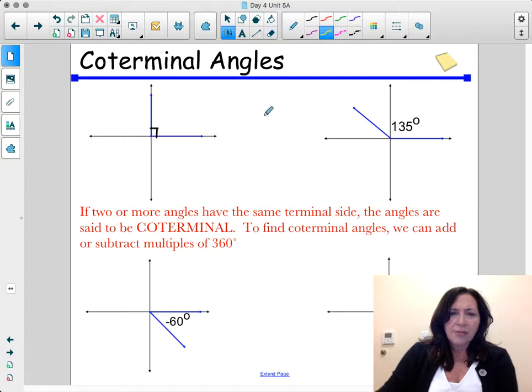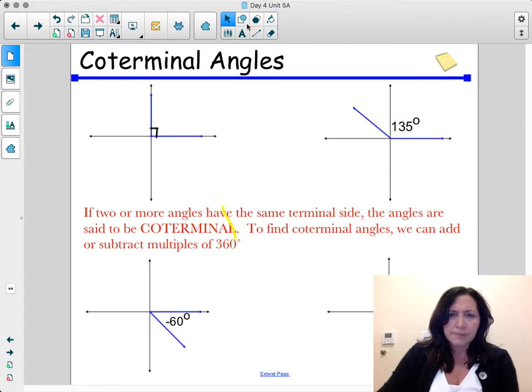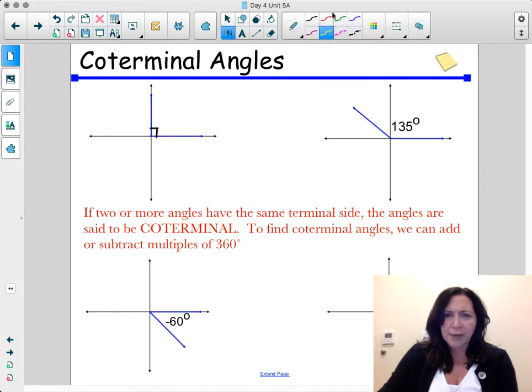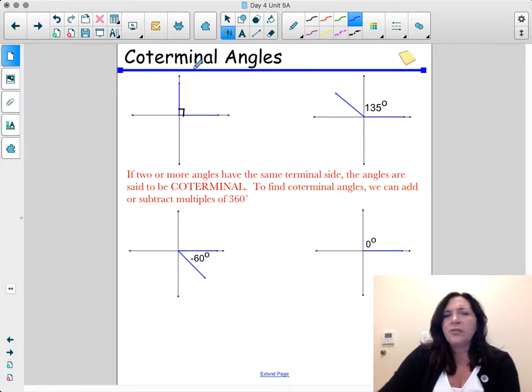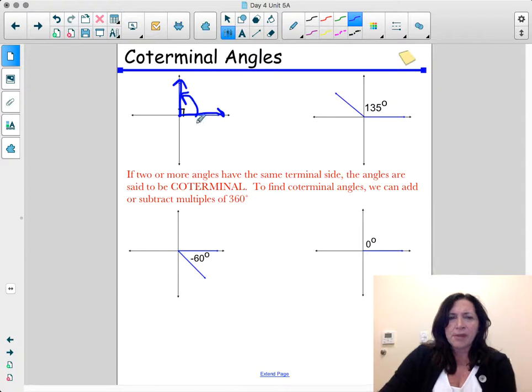Okay, so I know we talked about this a little bit in the last lesson, but let's go back over this. Coterminal angles are angles that end in the same place. That's what they are. So if this is my initial, and this is 90 degrees, how do I get back there? Give me another coterminal angle that would end in the same place.